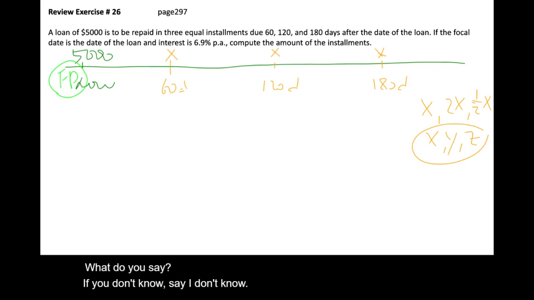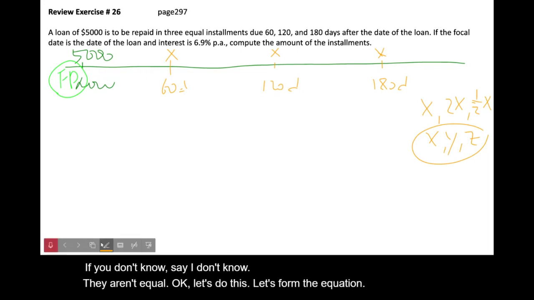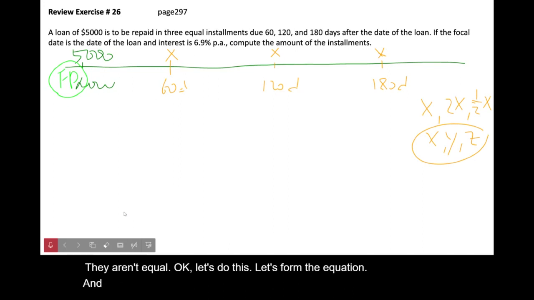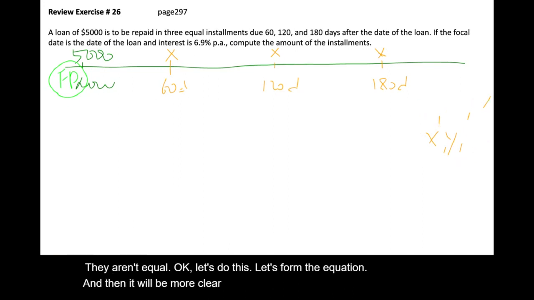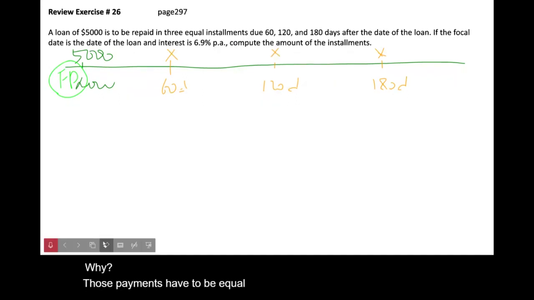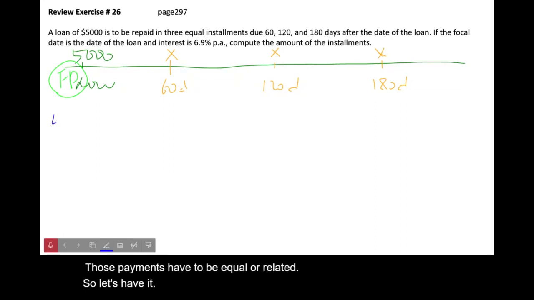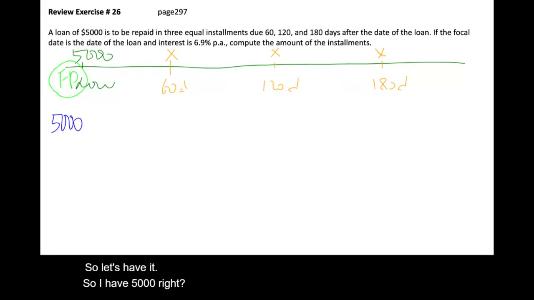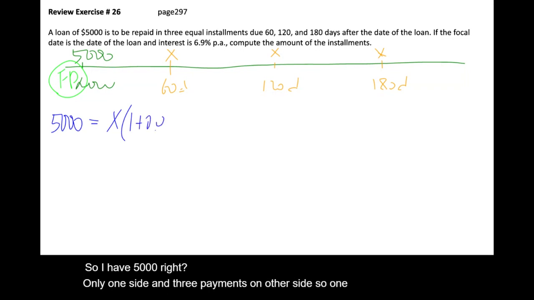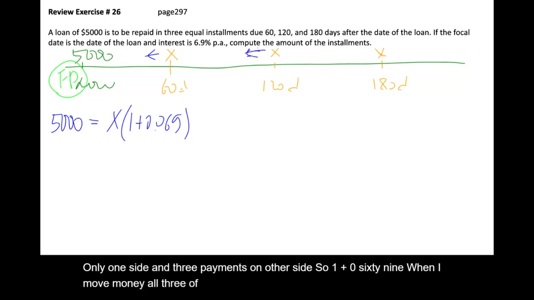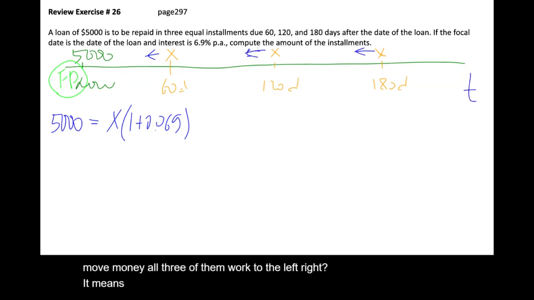Well, they aren't equal. Okay, let's do this. Let's form the equation, and then it will be more clear and visible why those payments have to be equal or related. So let's have it. So I have 5,000, right? On the one side and 3 payments on the other side. So 1 plus 0.069 what? I move money, all 3 of them what? To the left, right? It means what formula I'm gonna use?